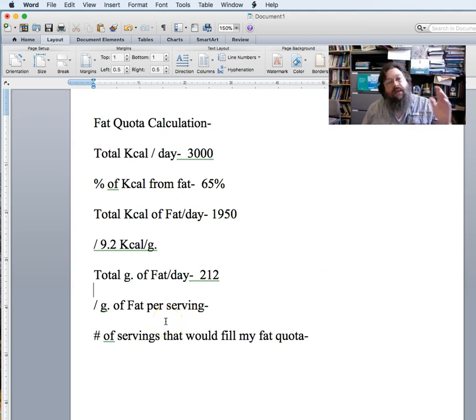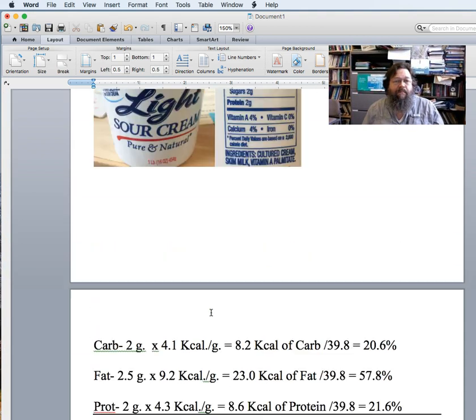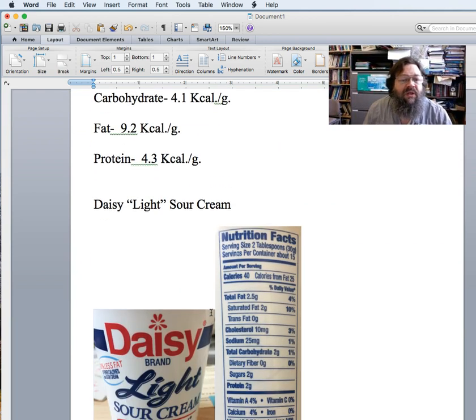Now, this is my fat quota. I'm looking for 212 grams of fat every day. How much is that sour cream going to contribute? If we go back and look at the serving size of 2 tablespoons, we find that 2 tablespoons gives me 2.5 grams of fat.